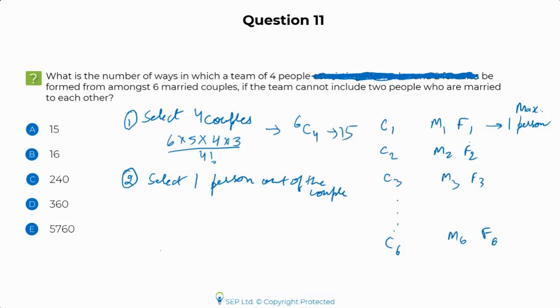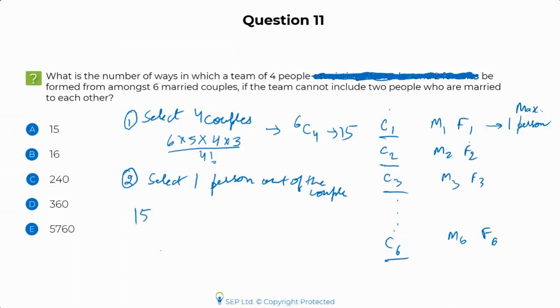Those of you who marked choice A got it partially correct. You did step 1, but you probably did not do step 2. Even if you choose 4 couples, let's say C1, C2, C3, and C4, or C6, whatever, you still have to choose which person out of these you are selecting. So you did not focus on step 2. Shivani, choice C is indeed the correct answer. So once you have selected 4 couples, that is 15 ways in which you can do it, you have to select one person out of the couple.